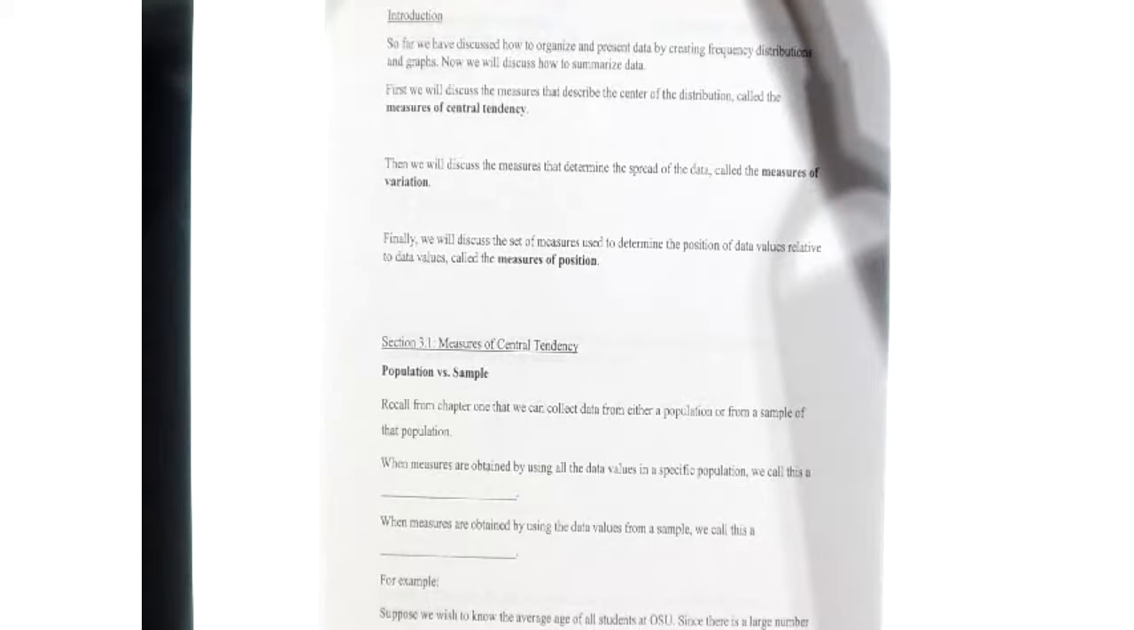Is there any way you could turn down the brightness? The sheet is hard to see. Let me see. Let me do this and see if it works. Does that work? Okay.